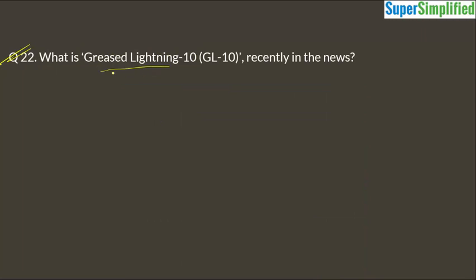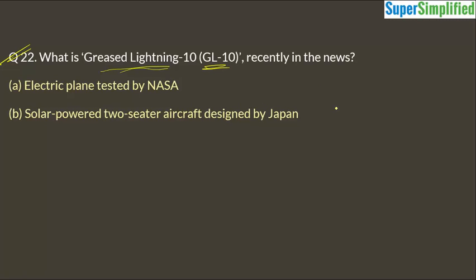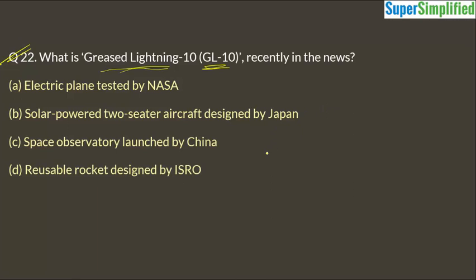Question number 22. What is Greased Lightning 10 GL10 recently in news? A. Electric plane tested by NASA, B. Solar powered 2-seater aircraft designed by Japan, C. Space observatory launched by China, and D. Reusable rocket designed by ISRO. And the correct answer is A. Electric plane tested by NASA.